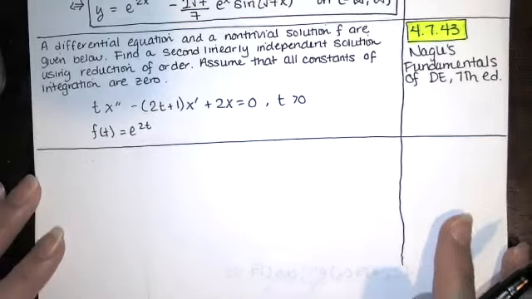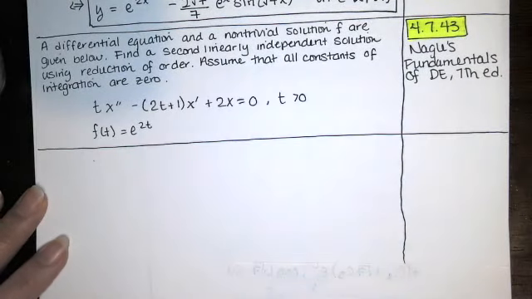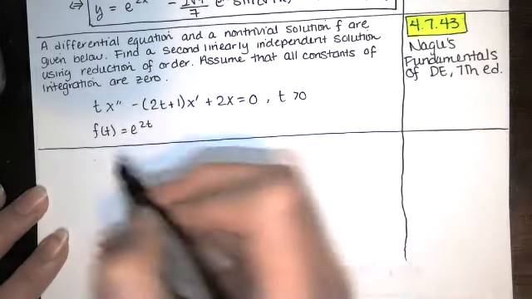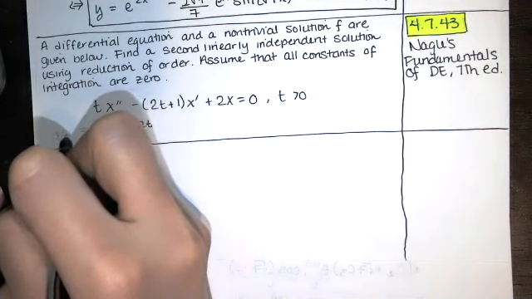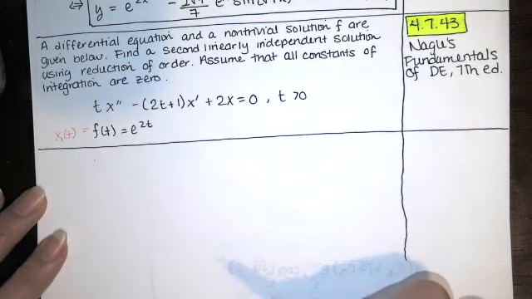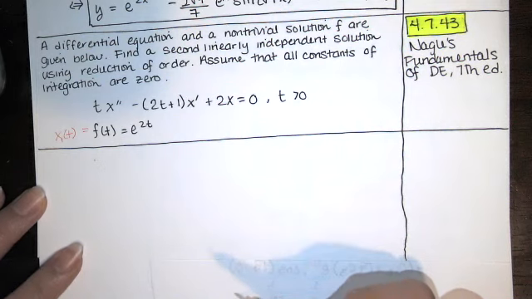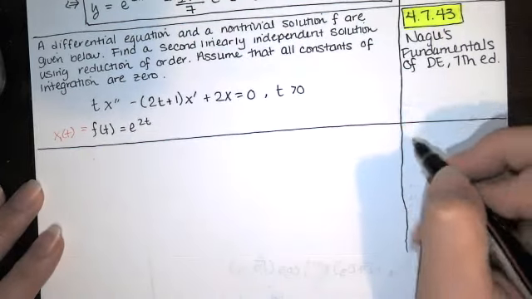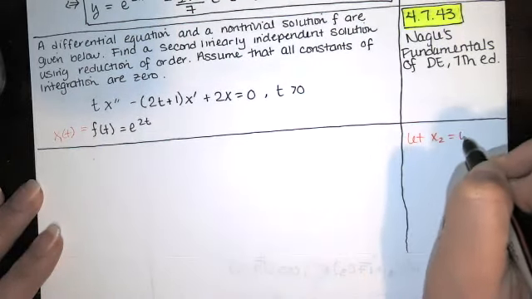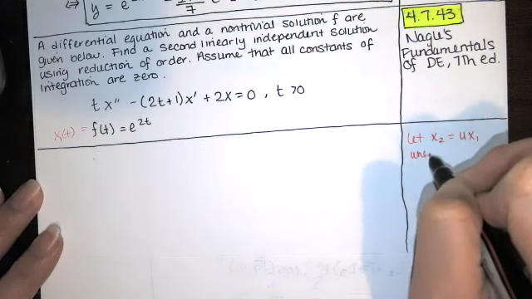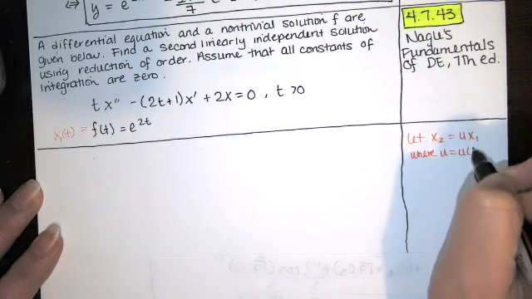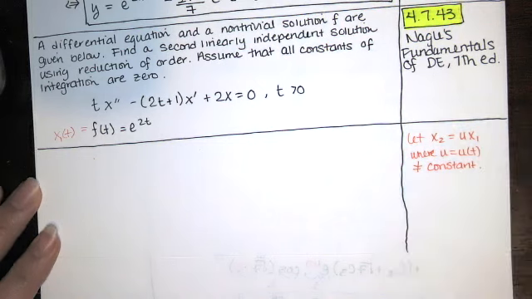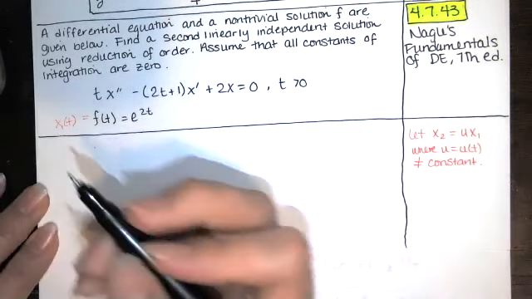Okay, so we want a second linearly independent solution. So if we have our first solution, I might call this x sub 1 of t. The second solution, x sub 2 of t, if it's linearly independent, has to be given by u of t times x sub 1 of t. So let's let x sub 2 equal u times x sub 1, where u is a function of t and it's not a constant function. We don't want it to be constant because we want these two functions to be linearly independent from each other.